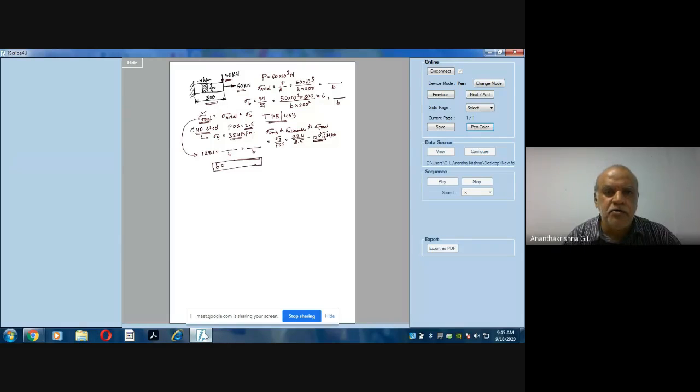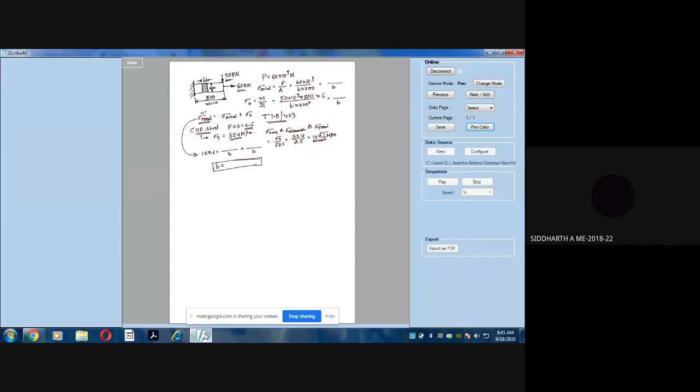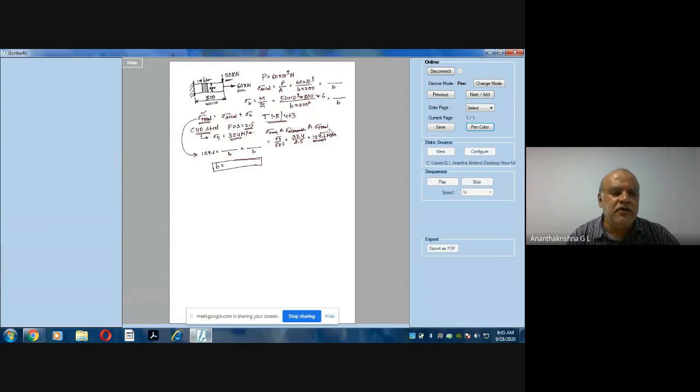Got the clarity as to how to solve this problem? Anybody any doubt in this? No, sir. Fine. Give me the value of B. Solve and get me the value of B.